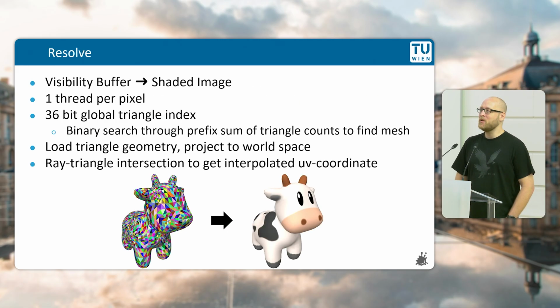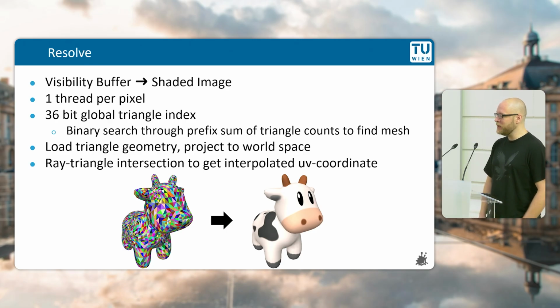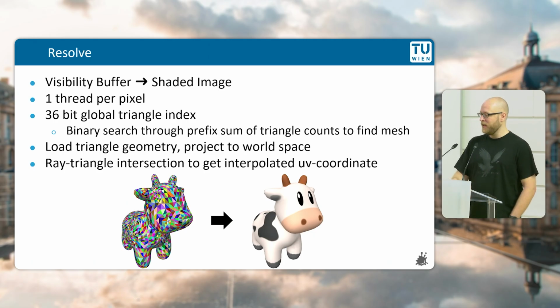After rasterization, we then have the resolve pass that converts this visibility buffer into a shaded image. And for this, we launch a CUDA kernel with 1 thread per pixel. And now we have the challenge that we store the global triangle index in each pixel. But we also need to find the mesh index. And we do this by doing a binary search through the prefix sum of all the triangles of all the meshes. And basically, we take this global triangle index, check in the middle of this prefix sum. Is this the mesh that has this triangle? If not, we continue the search in the left or right part. And this sounds a little bit expensive, but it's really not. So it wasn't a bottleneck in our testing, so we didn't bother trying to optimize this.